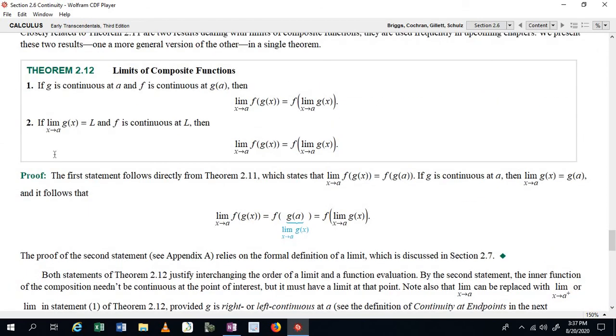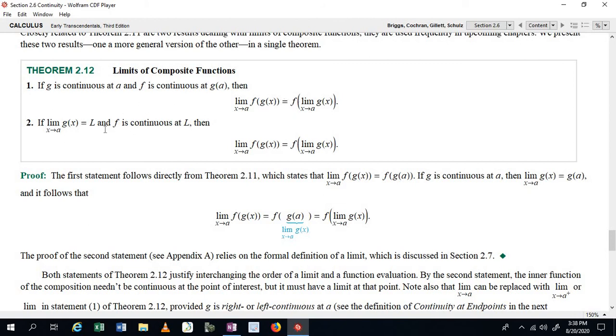Okay, so the second part of theorem 212 says that if the limit of g of x as x approaches a is equal to L, and f is continuous at L, then the limit of this composition as x approaches a is the same as f evaluated at the limit of g of x as x approaches a. Notice you're getting the same result here. In other words, you can move the limit past f and take the limit of g of x first, and then evaluate the function at that limit, which is the same result as this.